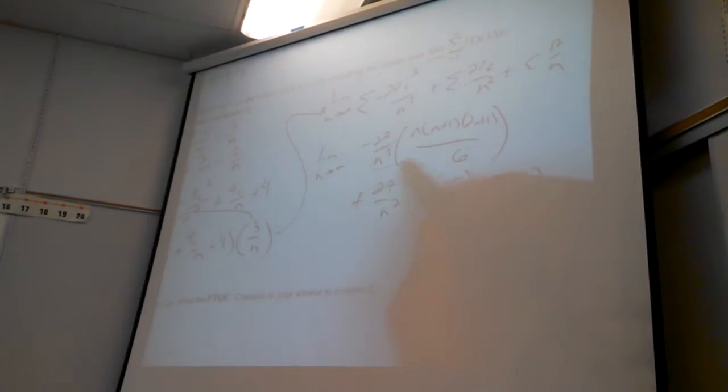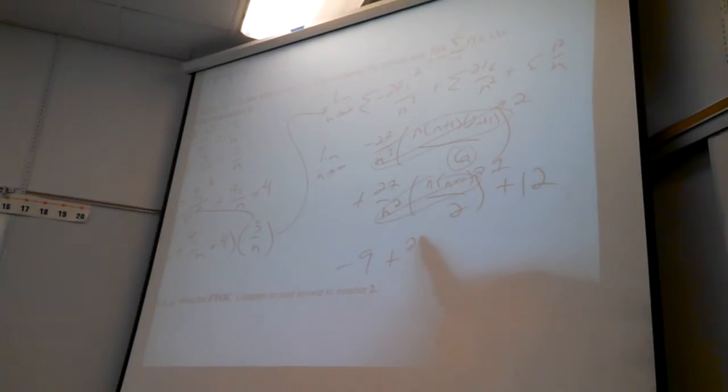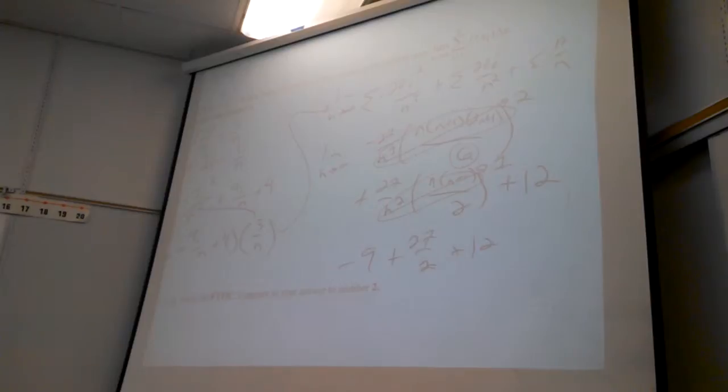This limit here will always be 2. This limit here will always be 1. So you get negative 27 times 2 divided by 6. Negative 27 divided by 3 is negative 9, plus, oh, that's the 6 from there, 27 over 2 plus 12. You get 3 plus that is 6 over 2 plus that is 33 halves. Cool.